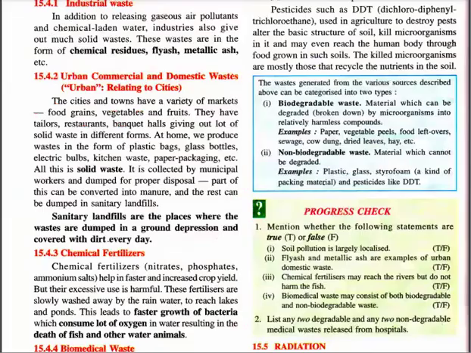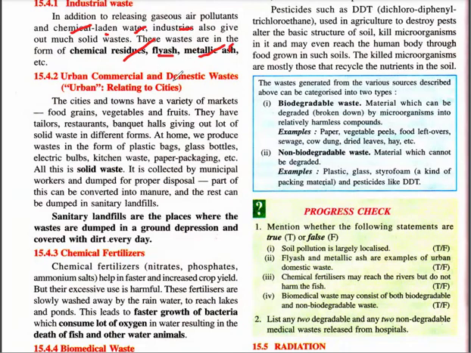Then, first thing, industrial waste, as we heard about it. So, industrial waste is again gaseous air pollutants and chemical laden water. Industries also give out much solid waste. Example: residues, flash, metallic ash.